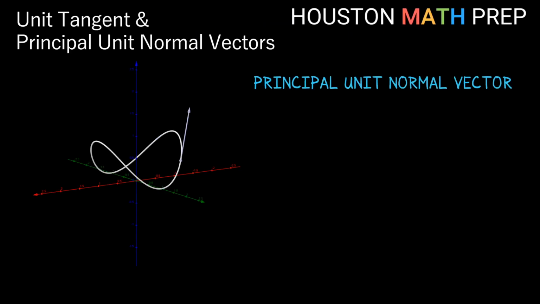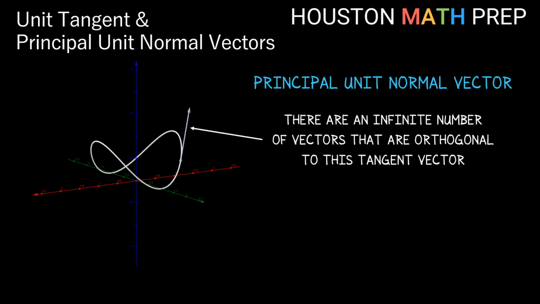Moving on to principal unit normal vectors, let's say we have a vector valued function, some curve in space here in my picture, and at some t value, I've drawn here a tangent vector. So when we talk about a normal vector, we're saying it's a vector that points perpendicular or orthogonal to the curve at that point. So to start, we want to remember how many vectors there are that are orthogonal to this tangent vector that we've drawn here.